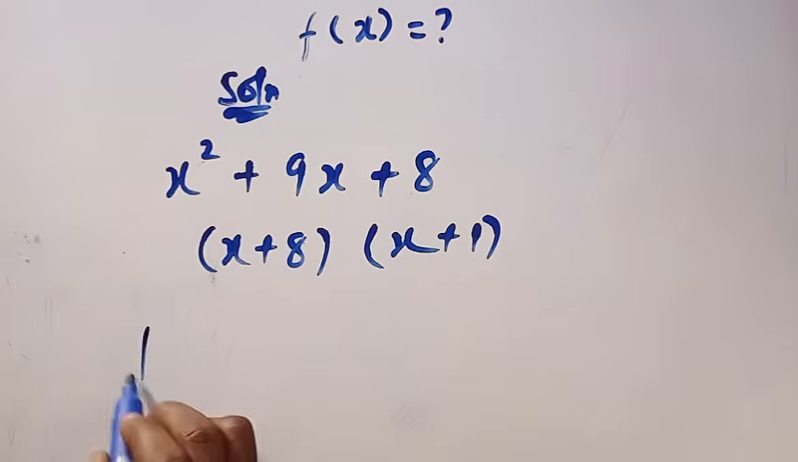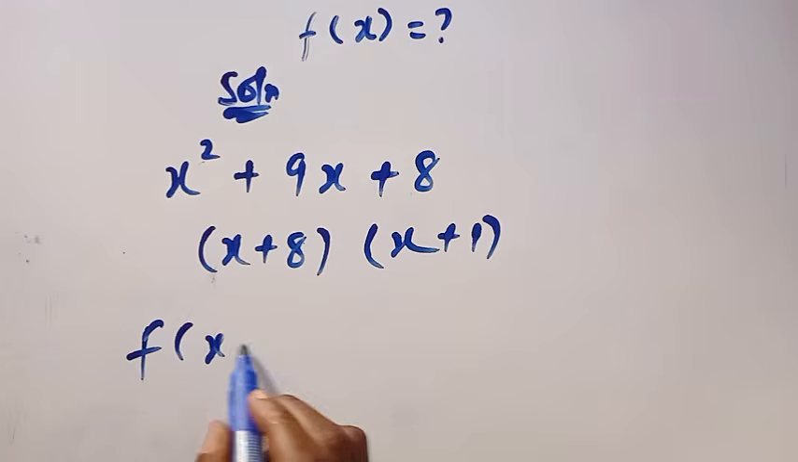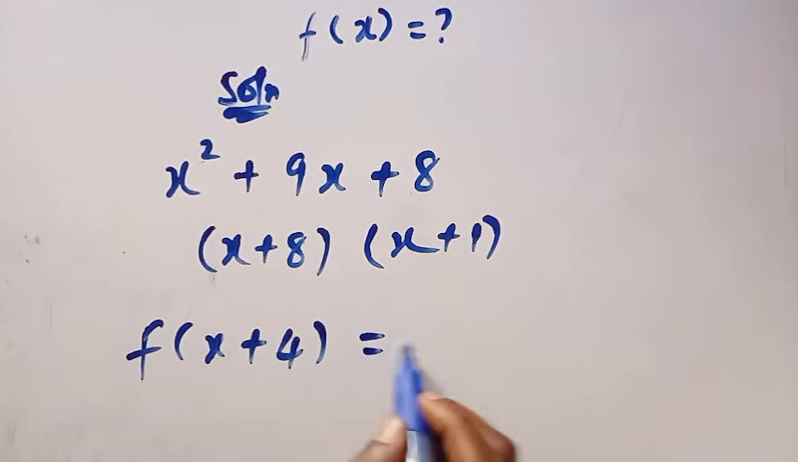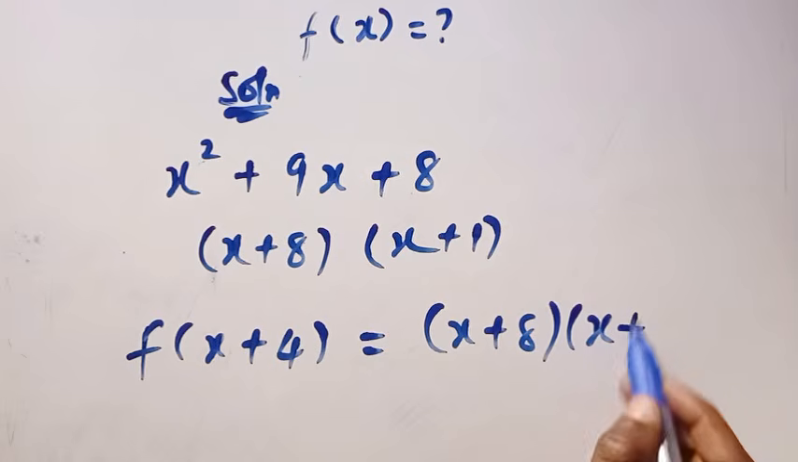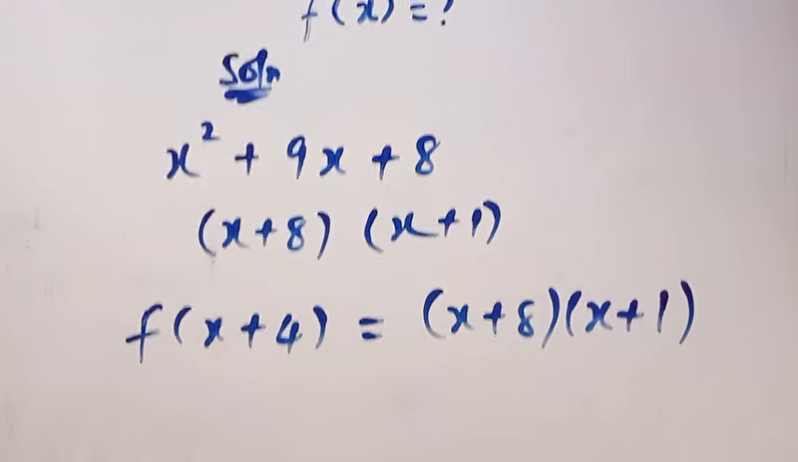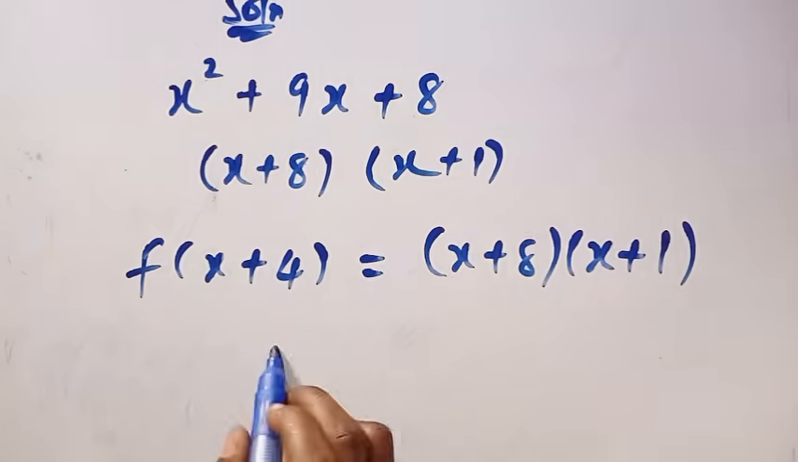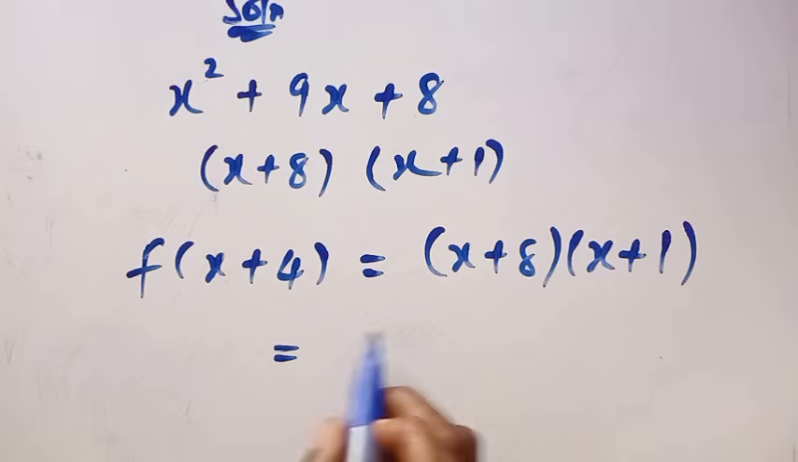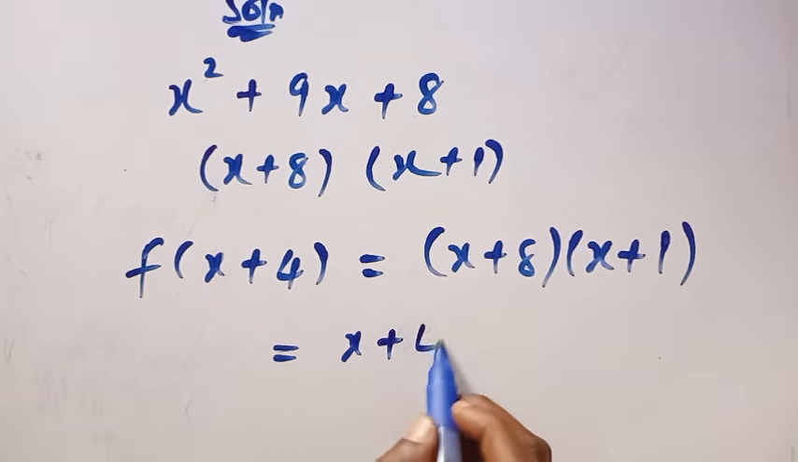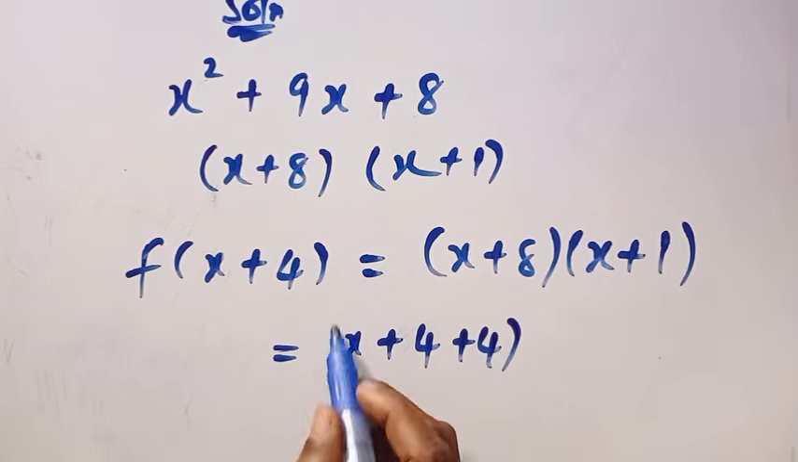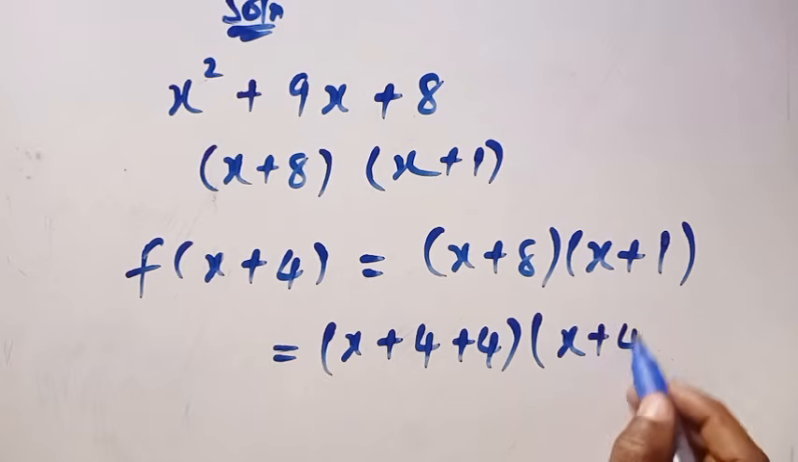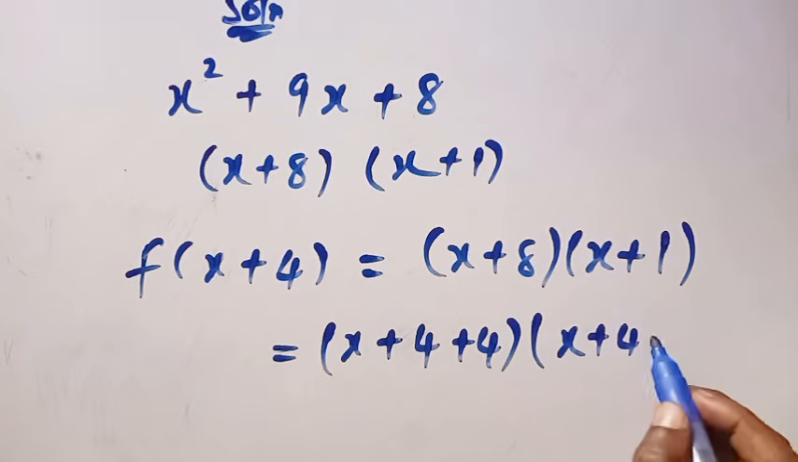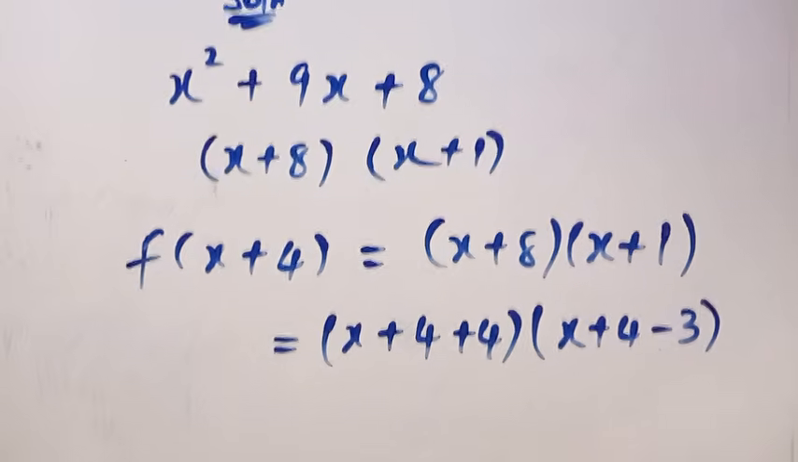So replacing it in the function, we have f of x plus 4 equals x plus 8 multiplied by x plus 1. Then replacing every single x plus 8 with x plus 4 plus 4. So I've manipulated this. Then also this one, I need x plus 4. It was x plus 1 before, subtracting 3 from it.